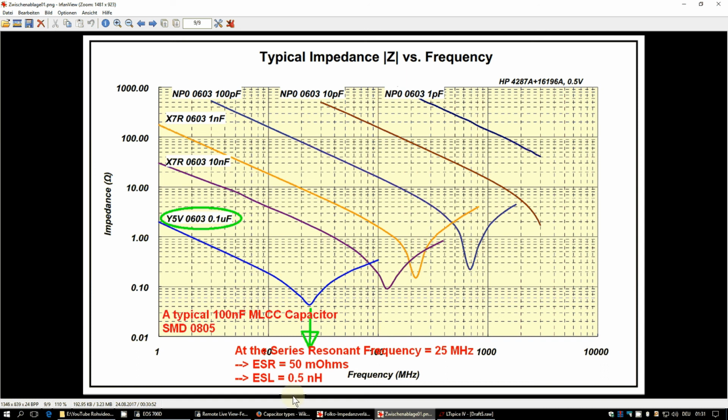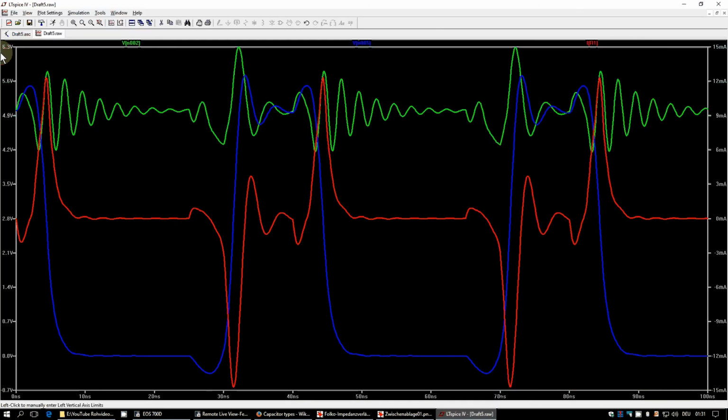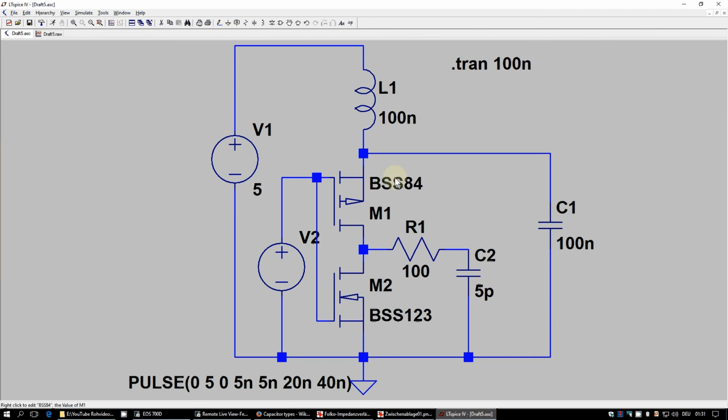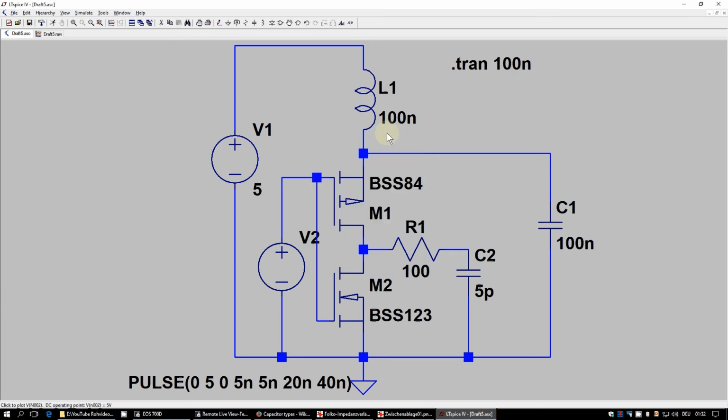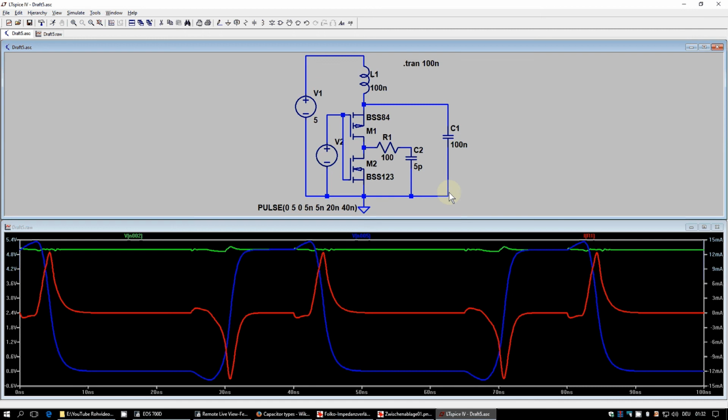And let's put these values into our capacitor. What did we have? 50 milliohms ESR and 0.4. I've rounded this up to 0.5, but let's take the exact value, 0.4 nanohenries, and see what we get.